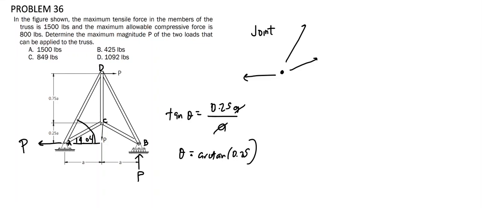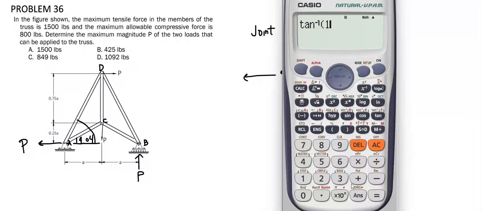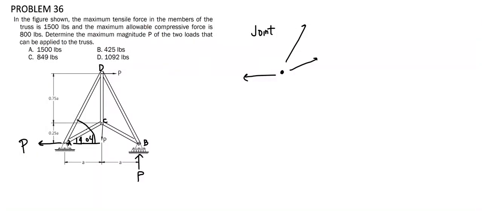And to solve for this angle right here, we consider this big right triangle and utilize the arctangent function. Since we have the opposite side of 0.75A plus 0.25A equal to A divided by the adjacent side equal to A, we get tangent theta equal to 1. So theta is just equal to arctangent of 1 equal to 45 degrees. Now we can analyze joint A. We have force P, force AD, and force AC, with an angle from the horizontal of 14.04 degrees for force AC and 45 degrees for force AD.